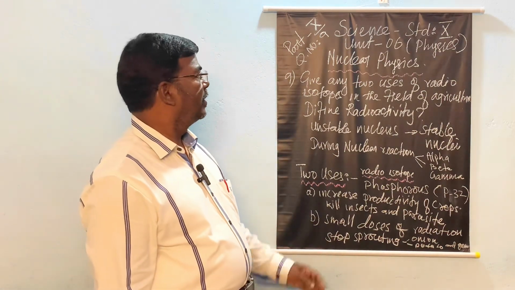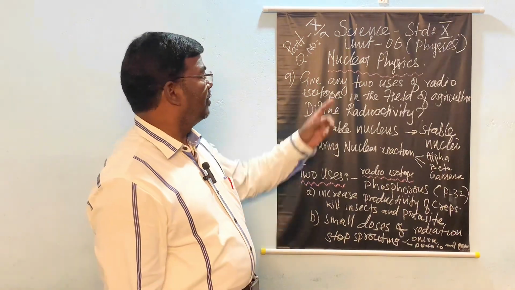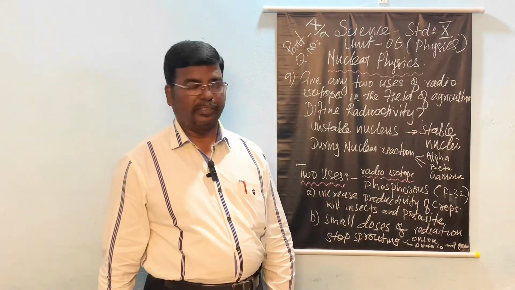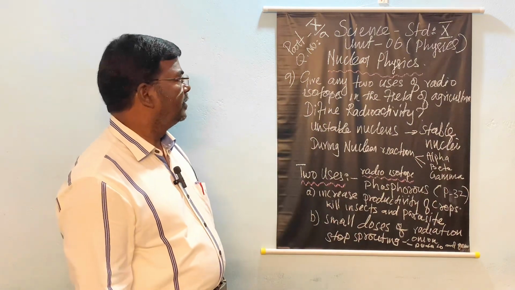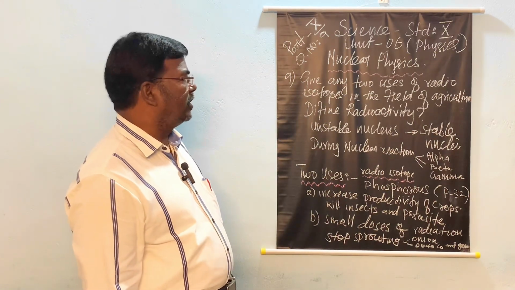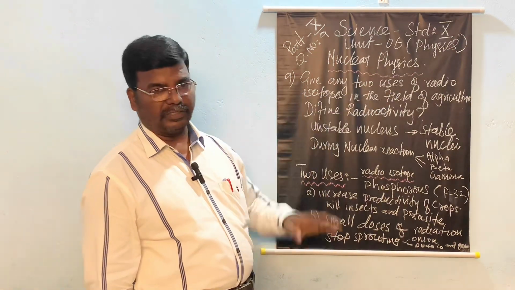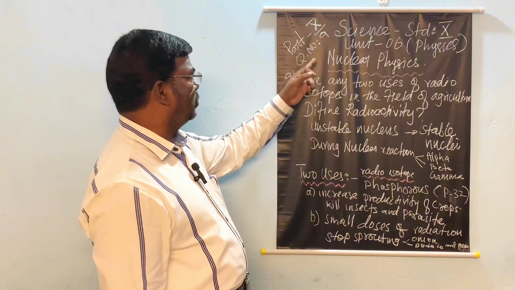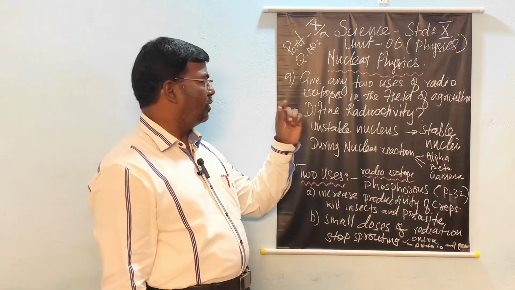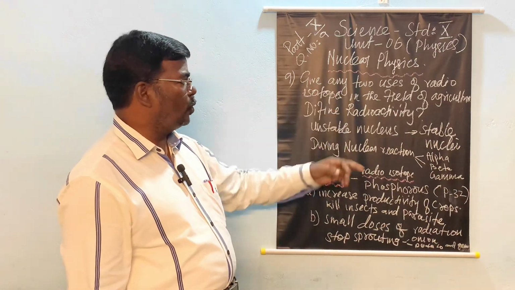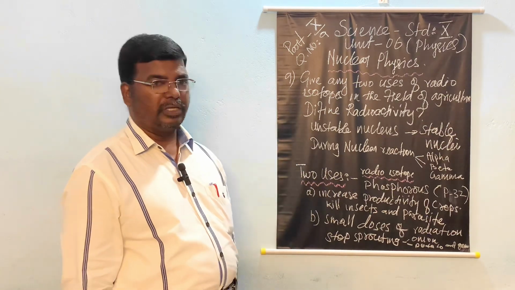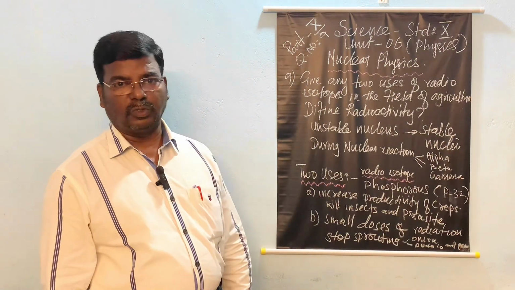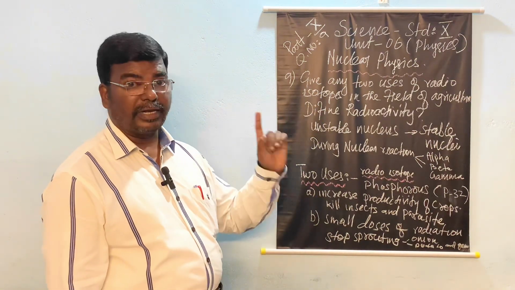Today we are going to see from Science, Standard 10, Unit 6 from Physics. The title of the unit is Nuclear Physics. From this lesson, Part 10, question number 9. There is a question: give any two uses of radioisotopes in the field of agriculture.